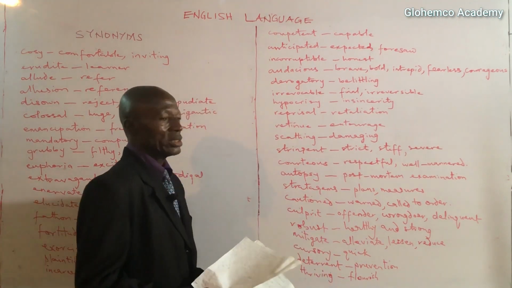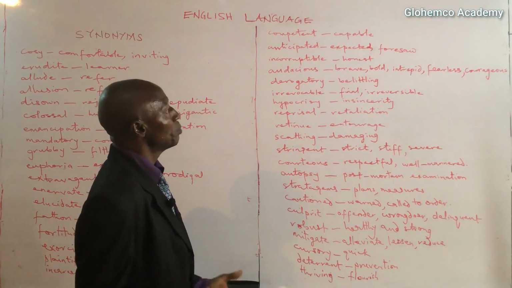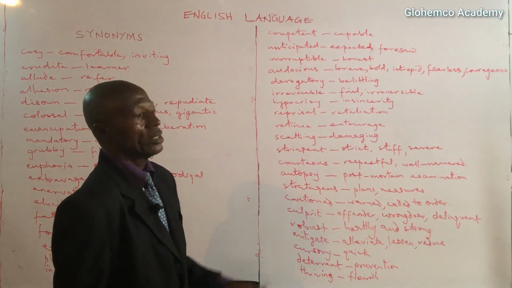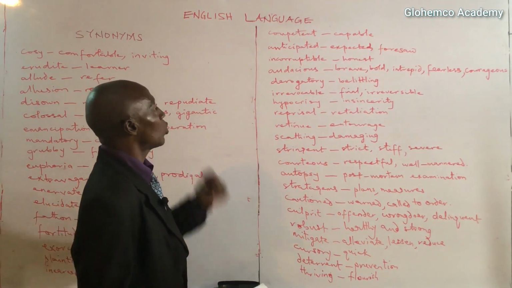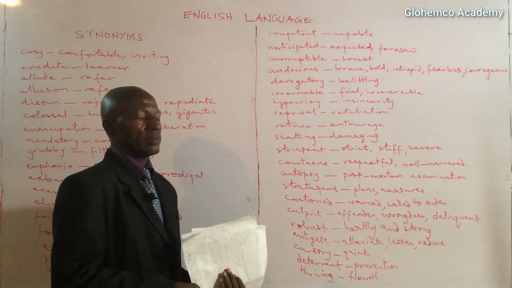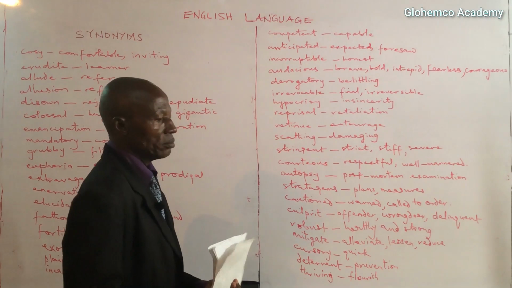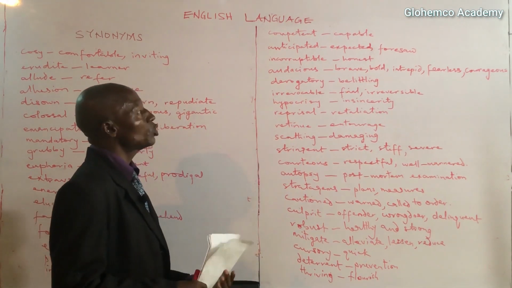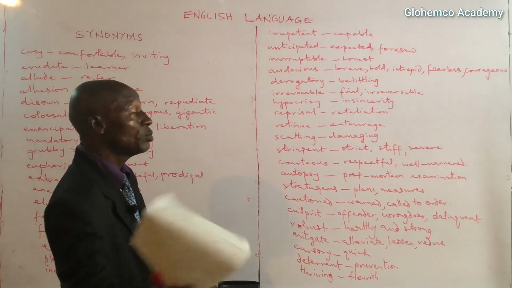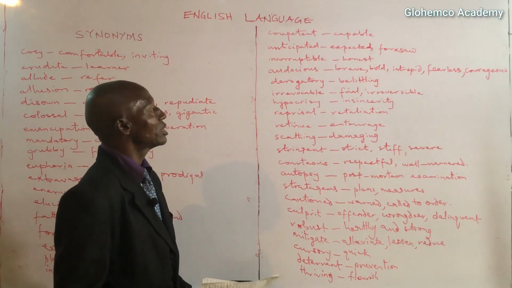So we have anticipated. To anticipate means to expect or foresee. Then the next one is incorruptible. There is a play written by Olulagoke, and the title of that play is The Incorruptible Judge. So, to be incorruptible means to be honest.